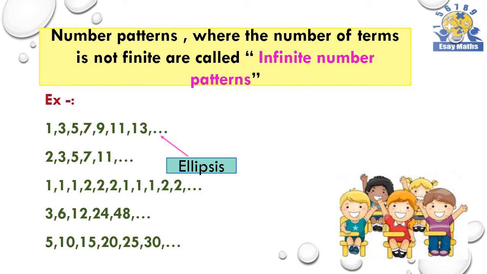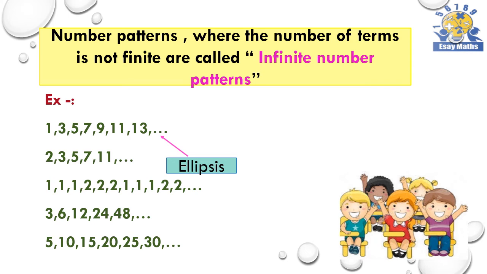Can you express the first number pattern in words? Yes, it's an odd number pattern starting from 1. Second one, prime numbers starting from 2, written in ascending order. Here, I can't tell the limit because, if I tell the limit, then it means it's a finite number pattern. That's why I am not telling the limit of the terms.